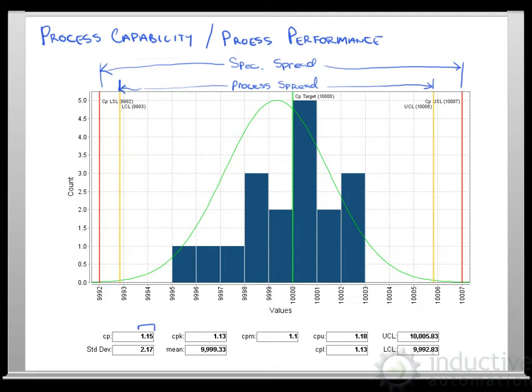But that really doesn't take into account, how are we balanced out? Are we shifted to the right here? Are we shifted to the left? And this number will reflect that. It will take into account some other things here, like this difference here. This peak point right here is the mean. So that's 9999.33. The target is 10,000. So we have roughly 0.67 difference between there.